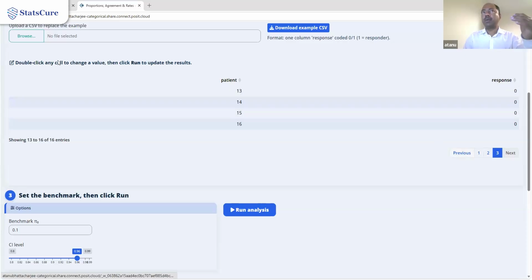Otherwise, there is an Excel file you can upload here. I'm not going to show it, but definitely you can upload it here, and then you can run this analysis and get results. Any remarks, any points now?